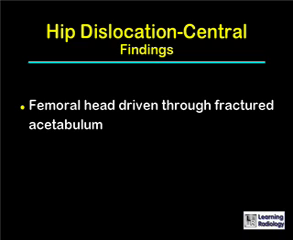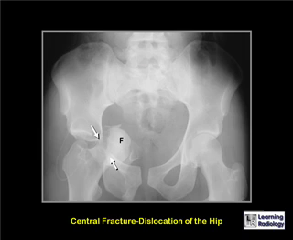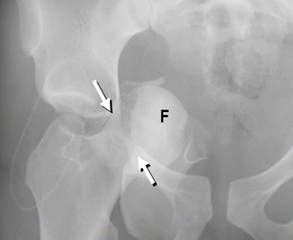These are serious injuries. Findings include the femoral head driven through the fractured acetabulum, the leg on the affected side may be shortened, and there are fractures of the acetabulum, the femoral neck, and the femoral head. This is an example of a central fracture dislocation of the hip. You can see that the acetabulum has been split and that the femoral head, labeled F, now lies inside the true pelvis.